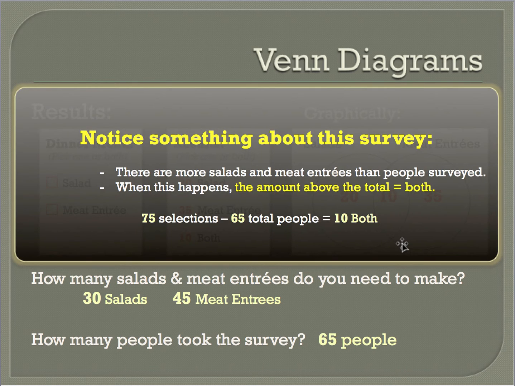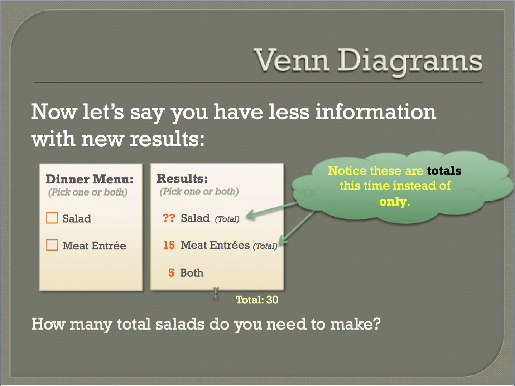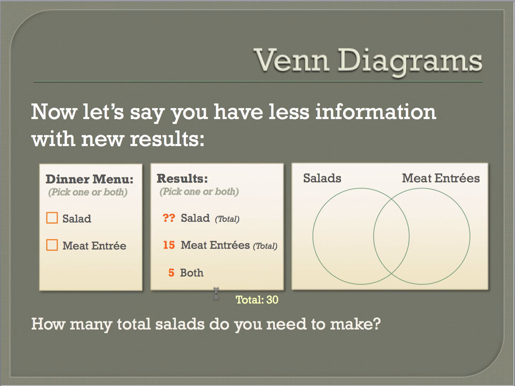Now, let's move on. Let's say that you're looking at a situation here with some new data. In this problem here, let's say you now got data back and you're missing some information. This now represents the total number of salads that are being made. This represents the total number of people that selected meat entrees, and then there was also 5 people that wanted both. Now we have to be careful in this situation because this represents now the total circle, and this is the both part of the Venn diagram. So the question is, how many total salads do you need to make? And here's what we have to consider.